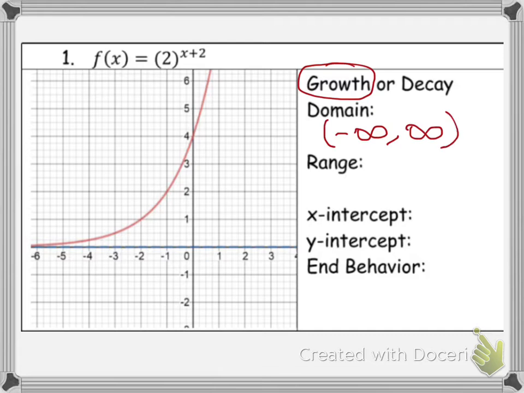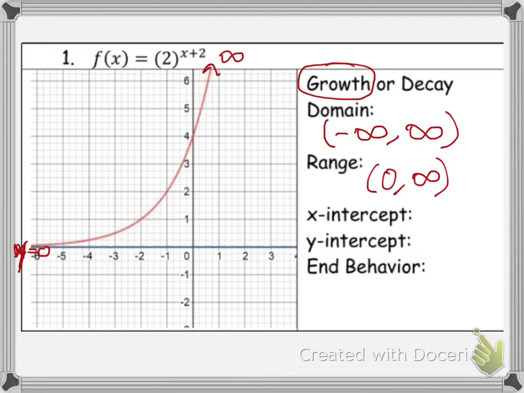And then your range, if you remember from the previous video, I'll say the cheer again, starting from the bottom to the top, that's where it starts and where it stops. So as you can see, the bottom of my graph is at this asymptote, this blue dotted line, and that asymptote is at y equals 0. And so, as you can see, the arrow pointing up goes all the way to positive infinity. So my range is going to go from 0 to infinity.